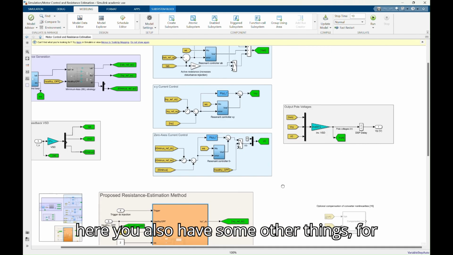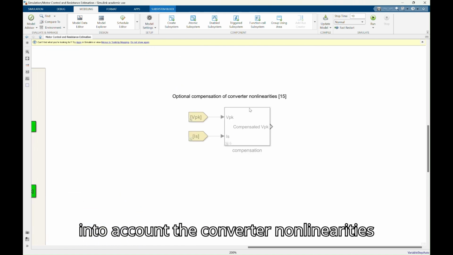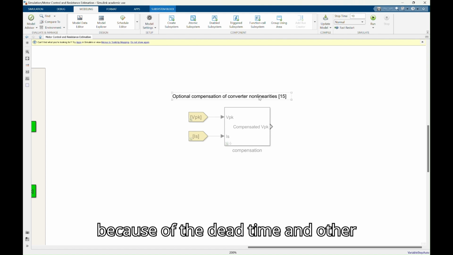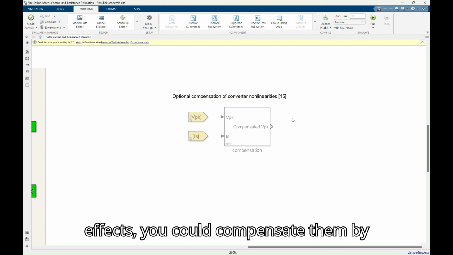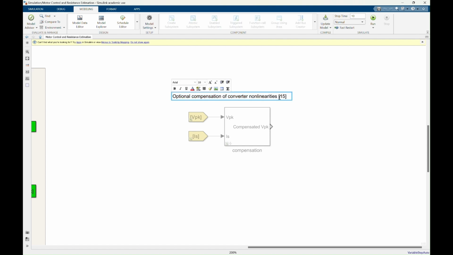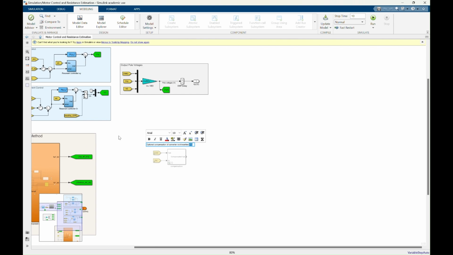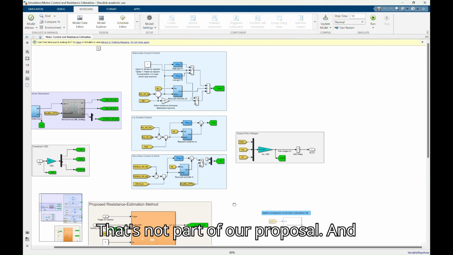Now here you also have some other things. For example, in case you were going to take into account the converter nonlinearities because of the dead time and other effects, you could compensate them by using this block, which is taken again from reference 15 of the paper. Okay, that's not part of our proposal.